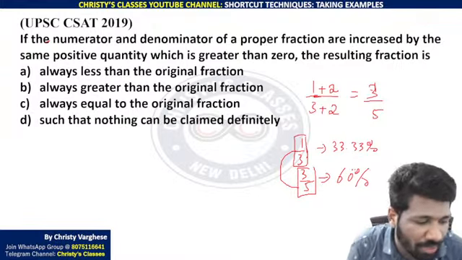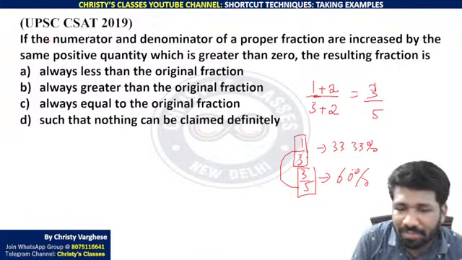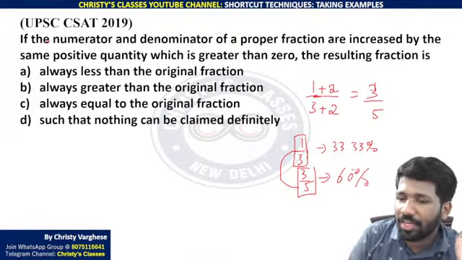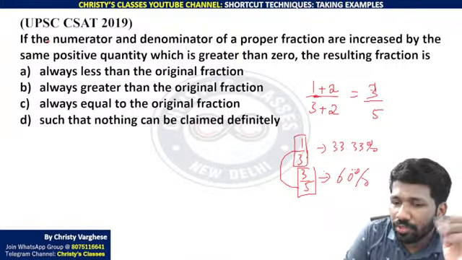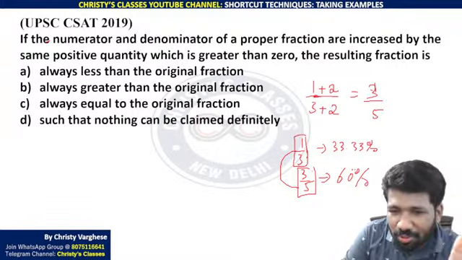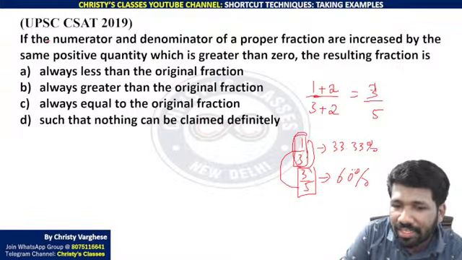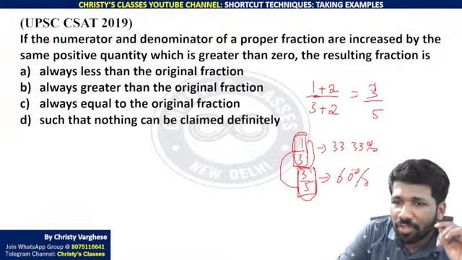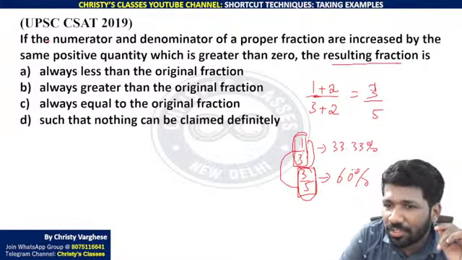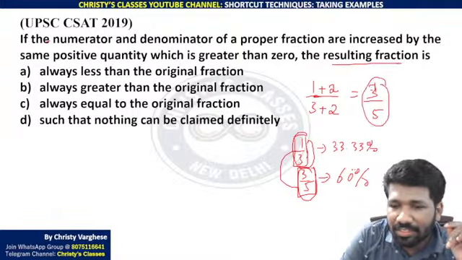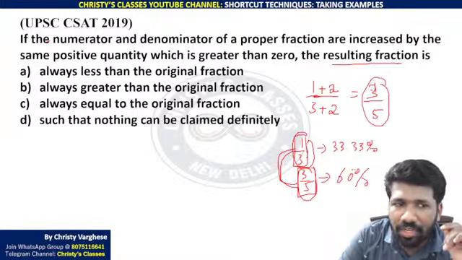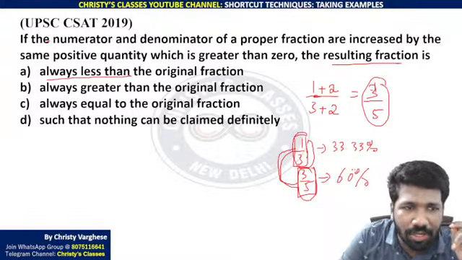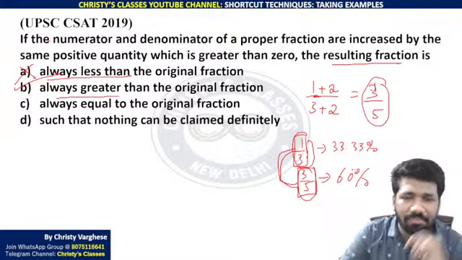1 by 3, 3 by 5. For that, the best way to estimate it is connect it with percentage. That will help you. So whatever way you estimate it, you should know that 1 by 3 is clearly less than 3 by 5. So the resulting fraction in this question is 3 by 5. That is greater than the original fraction. Always less than original fraction, wrong. Always greater than original fraction, yes, that is making sense here, na?